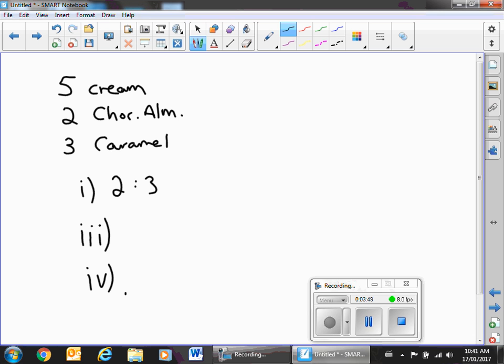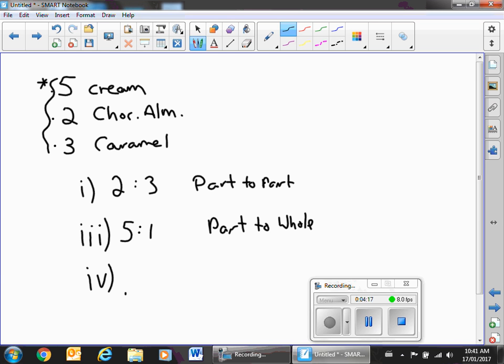The first one was a part to part, but this next one is a part to whole, because it's asking me to compare these 5 cream to the entire amount of chocolates. So we're simply going to say 5, because we know that, and then we calculate how many chocolates there are total. In this case, there's 5 plus 2 plus 3, which is 10. So our ratio in this case is 5 to 10.